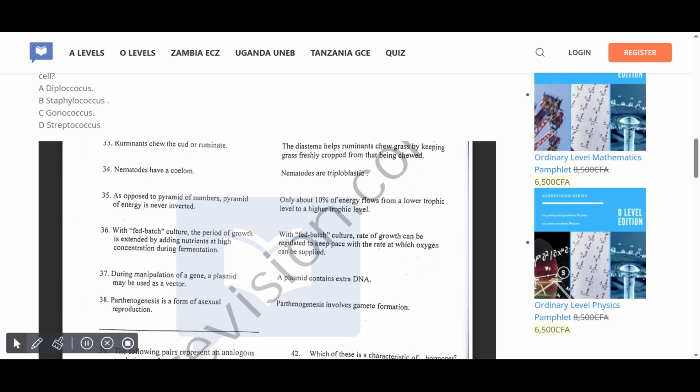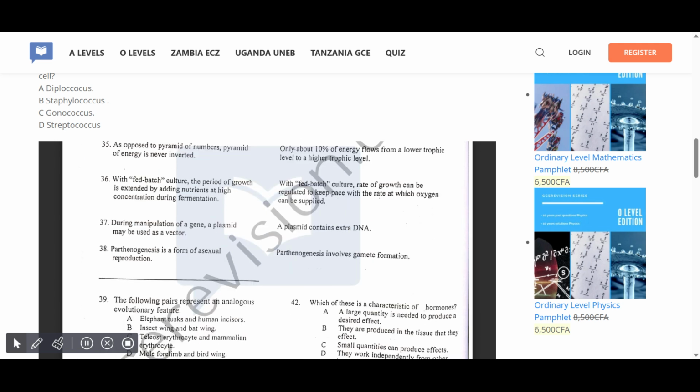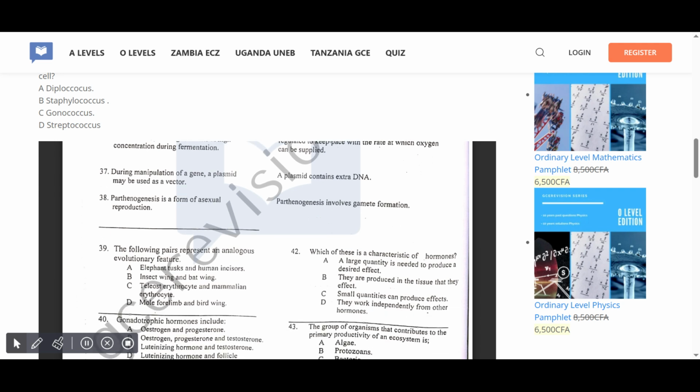Question 38. Parthenogenesis is a form of asexual reproduction. Parthenogenesis involves gamete formation. The answer is D. Question 39.